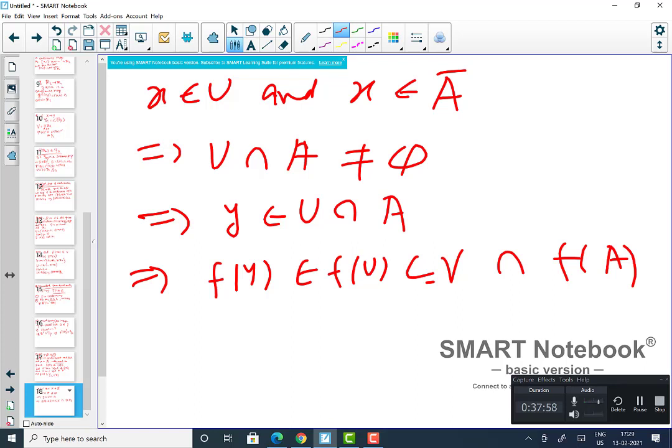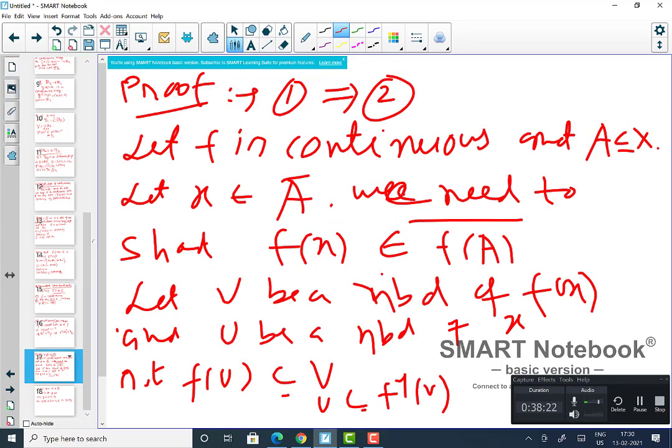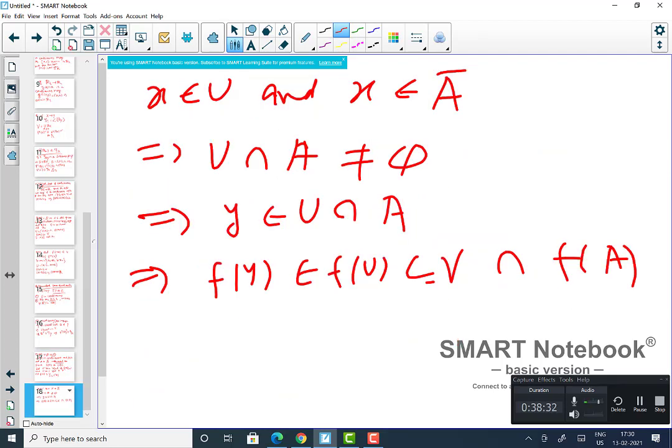So what does that mean? That means that whenever you choose any neighborhood of f of x, this neighborhood actually intersects f of A. Okay, is that clear? So V intersects f of A in these points. So what does that mean? V is a neighborhood of f of x. See, look at this, V is an arbitrary neighborhood of f of x. Clear this line? So whenever you choose a neighborhood of f of x, you have an element which intersects f of A.